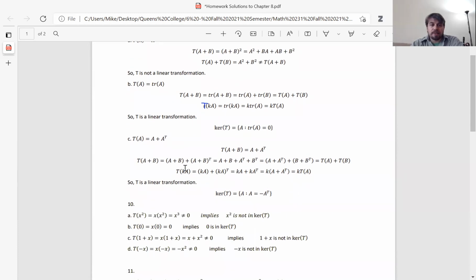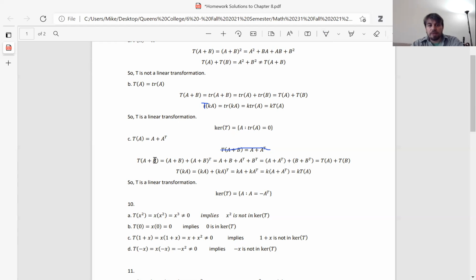Okay, and now for part C, T of A is equal to A plus A transpose. And so T of A plus B is equal to, sorry, this is just T of A. I'm just defining the function. In fact, you don't need this here, but just forget that. So I'll just correct that in the file, and then that won't be there once I fix it.